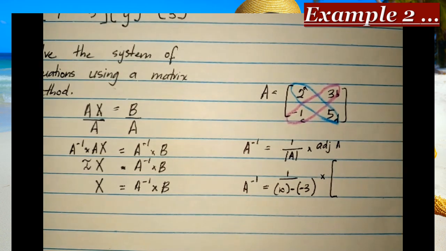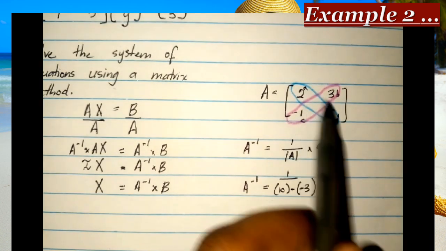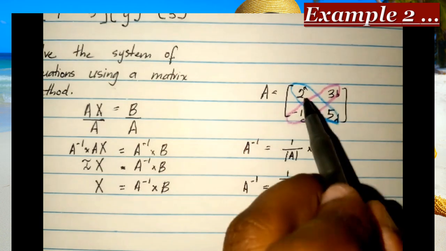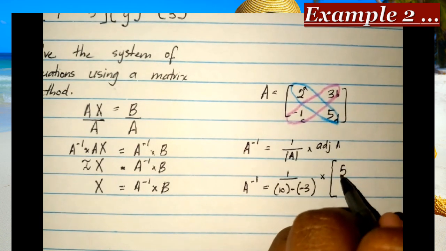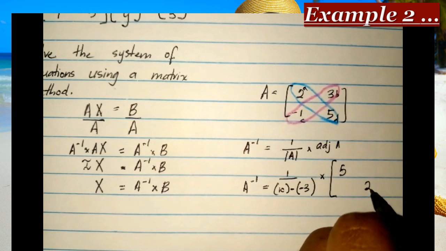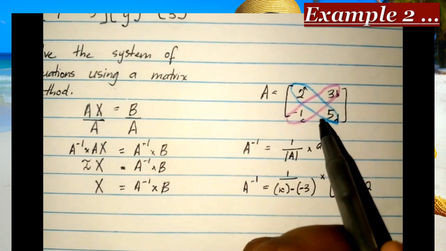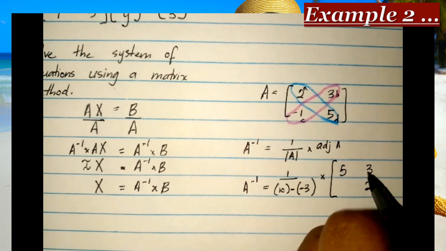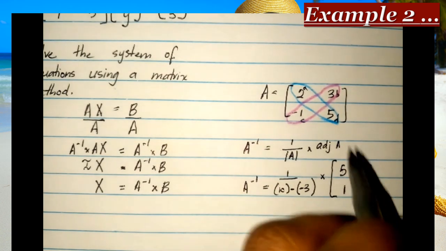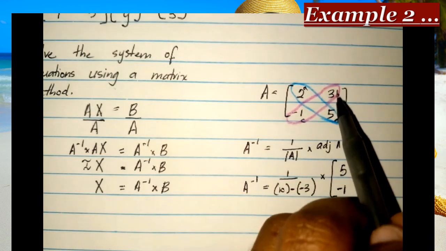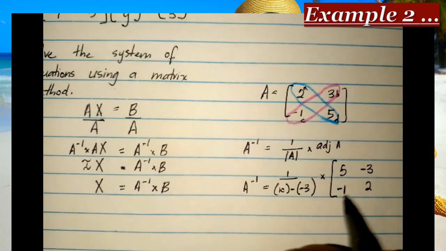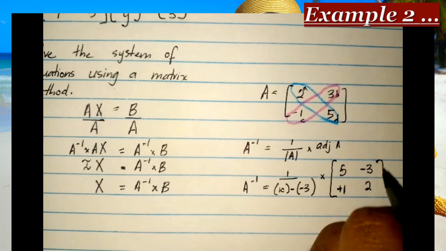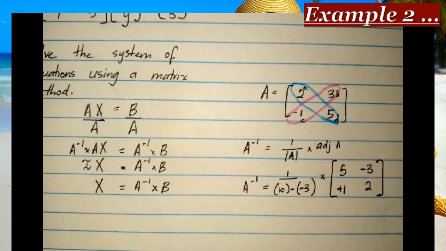To find the adjoint, remember, you swap the positions of a and d. So a becomes d, so in this case 2 becomes 5, and 5 becomes 2. With the off diagonal elements, I keep them in the same position, but I negate them. So if this was positive, here it becomes negative, and if this was negative, here it becomes positive. So this is the adjoint.